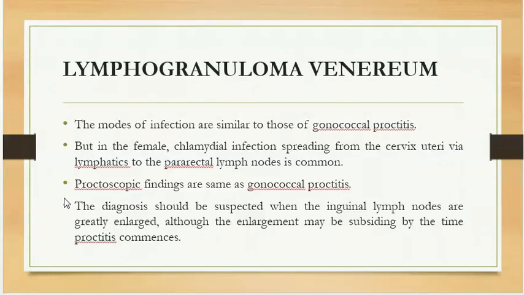Proctoscopic findings are the same as in gonococcal proctitis. So the inflammation along with pus is there when the proctoscope is withdrawn. The diagnosis should be suspected when the inguinal lymph nodes are greatly enlarged, although the enlargement may be subsiding by the time proctitis commences. So another point for diagnosis here is that the inguinal lymph nodes are also enlarged in these cases.